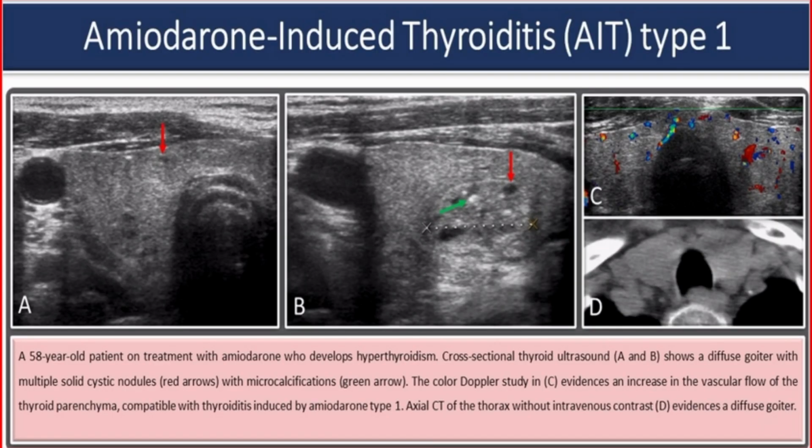In this picture, a 58 years old patient on treatment with amiodarone who develops hyperthyroidism. Cross-sectional thyroid ultrasound, A and B, shows a diffuse goiter with multiple solid and cystic nodules, red arrows, with microcalcifications, green arrow. The color Doppler study in C evidences an increase in the vascular flow of the thyroid parenchyma, compatible with thyroiditis induced by amiodarone type 1. Axial CT of the thorax without intravenous contrast, D, evidences a diffuse goiter.